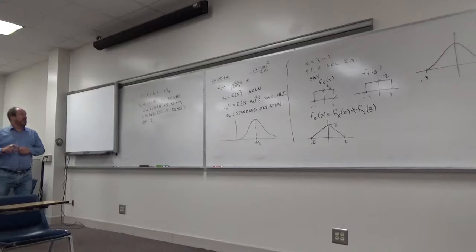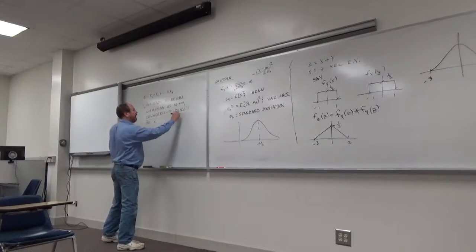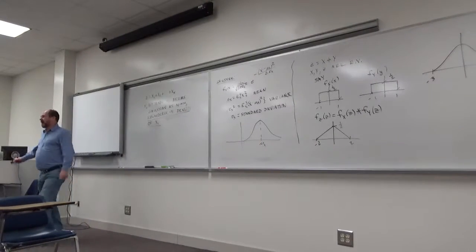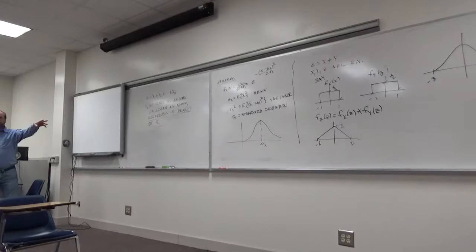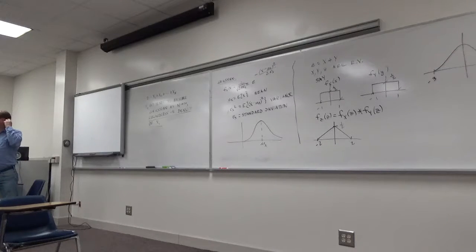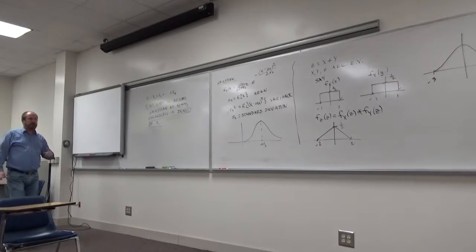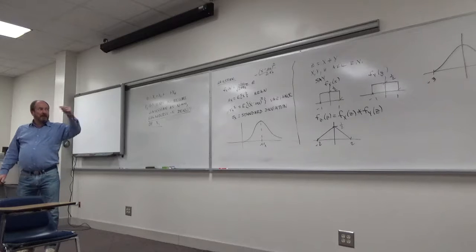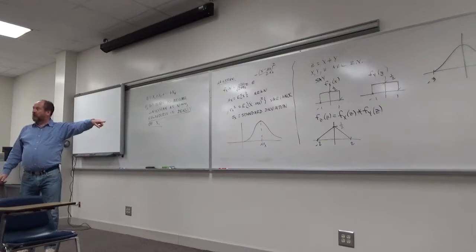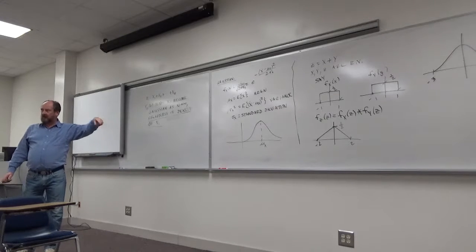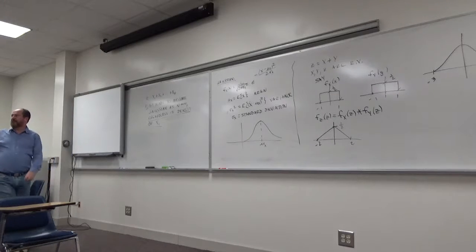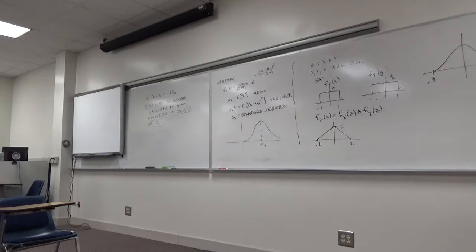Oh, and by the way, notice this says regardless of the density of the x's, meaning I did it for the uniform case. Doesn't matter. Keep going, and it will still become, even if it were triangular, and you do triangle with triangle with triangle with triangle, it'll tend to look Gaussian after a while.